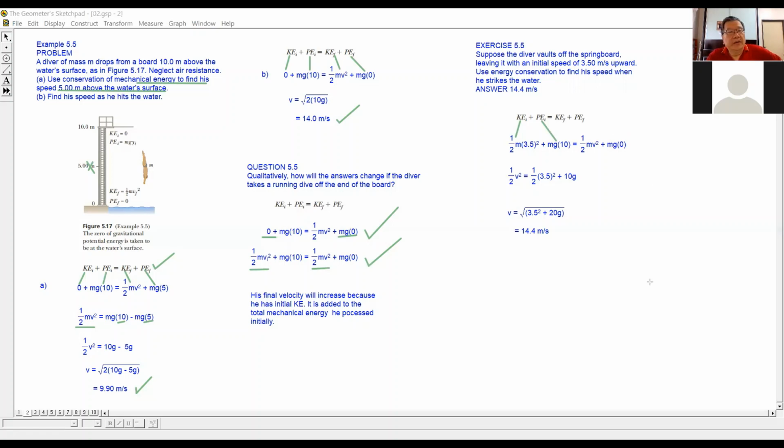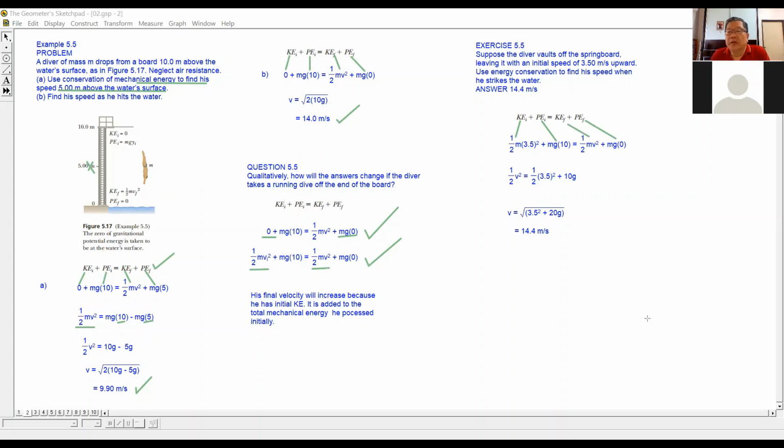Okay, now as he touches the surface of the water, the final kinetic energy is half mv squared. How much is the v? We don't know. That is what we are going to find out. How much is the final potential energy? Zero, because he is at the zero level.